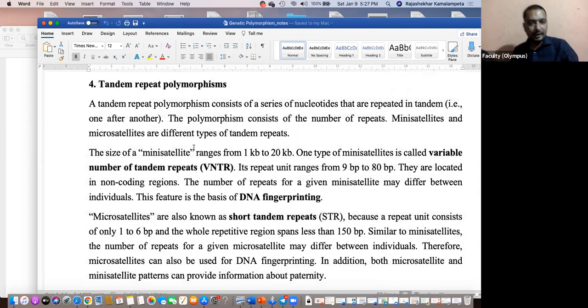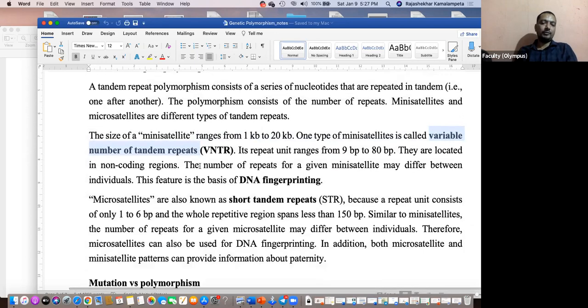The last one is tandem repeat polymorphism. People may have repeat sequences, and the number of repeats they have may vary. That is why they are called variable number tandem repeats. Okay, the different forms of genetic polymorphism.